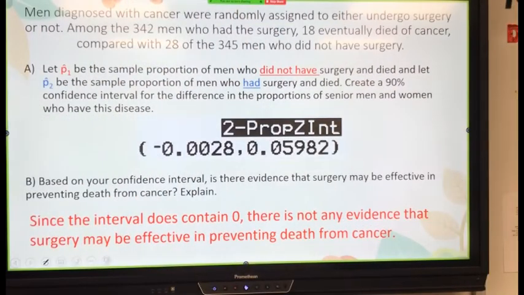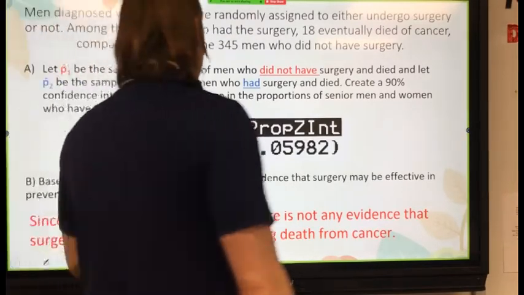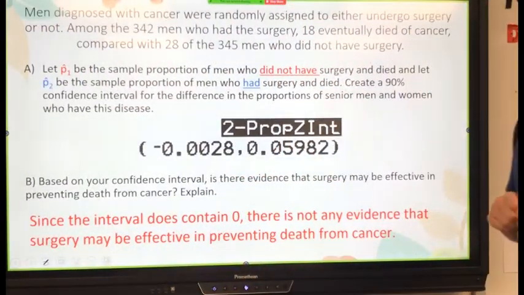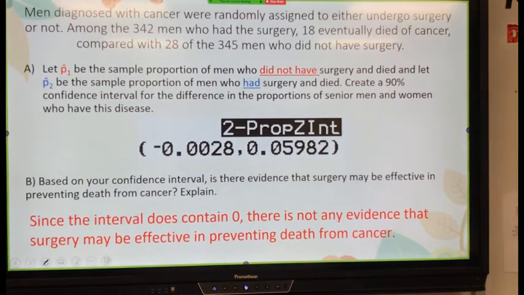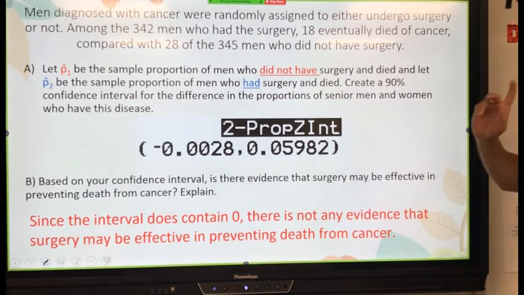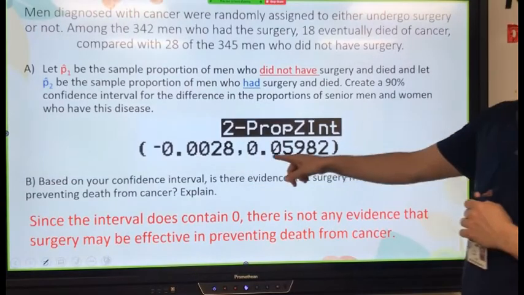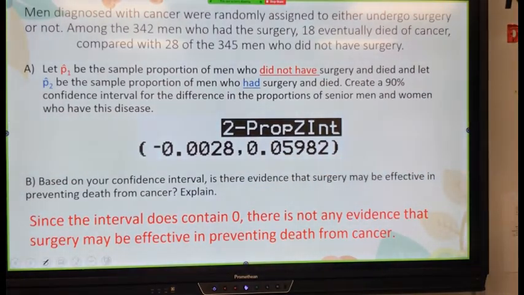These are the same values we got, right? So it's as easy as that. Do you see a negative or not? If you do see a negative, there's not evidence. If you don't, if it's all positive, then there is evidence.